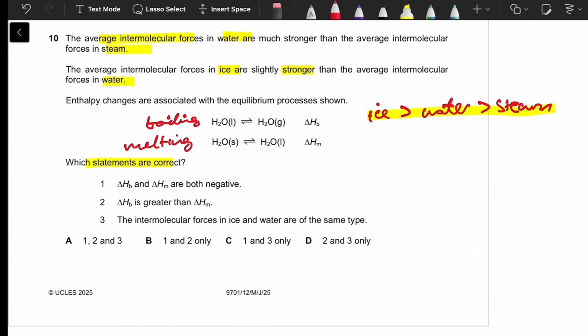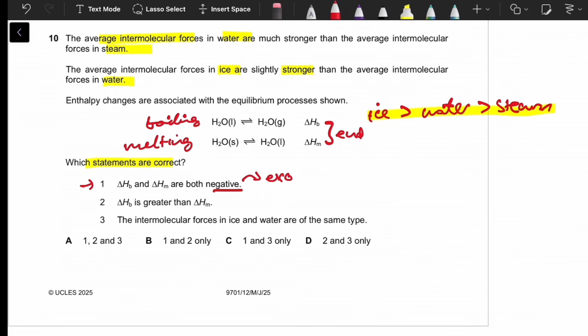And it's given us 3 statements. Statement number 1 states that both net enthalpy changes are negative. Negative would imply they're exothermic, but as a matter of fact, both of them are endothermic, because if there are stronger intermolecular forces in liquid than there are in gas, then we're weakening the intermolecular forces. There won't be a release of heat energy. Instead, more energy is needed to break the bonds apart because we're getting the particles to be further away from each other.